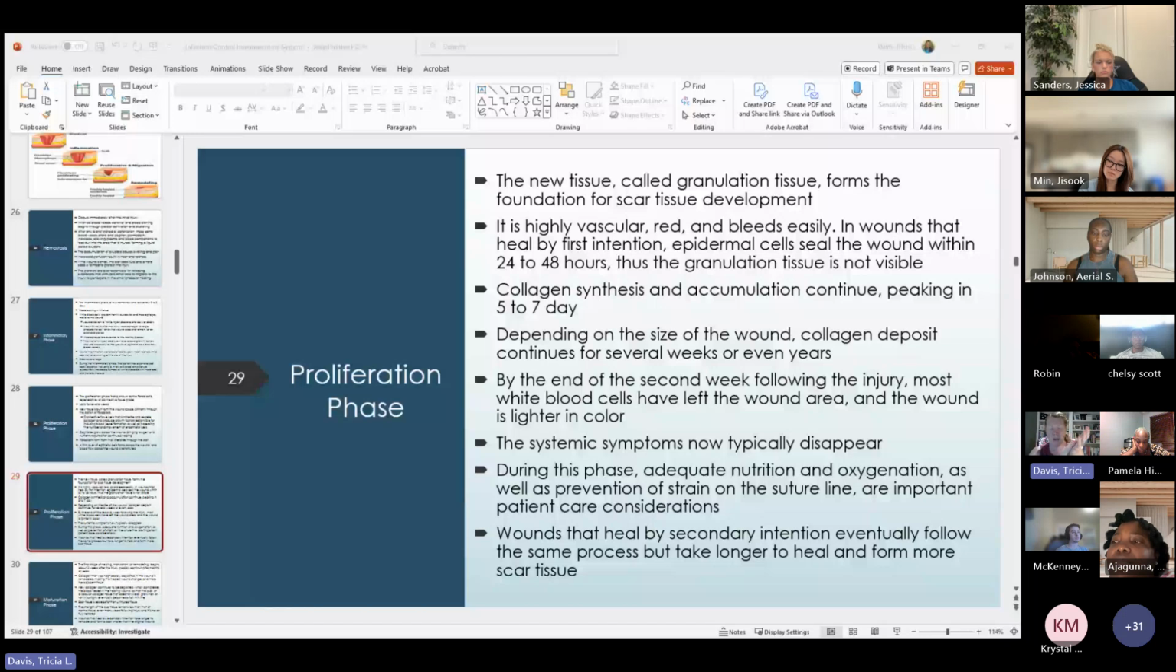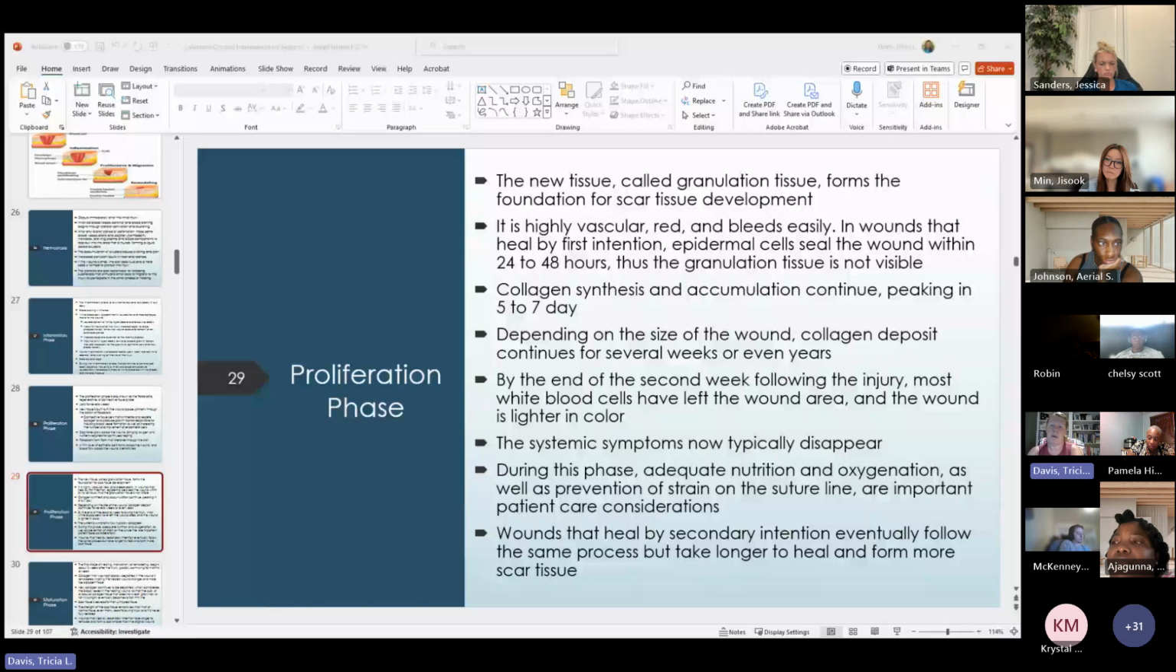And that red tissue we would still, in the outpatient wound care setting, scrape with a scalpel and get it to bleed even more to push that process of healing along. Your body's going to continue to make collagen, and that collagen will continue to accumulate. And usually by 5 to 7 days, that process is going to stop.